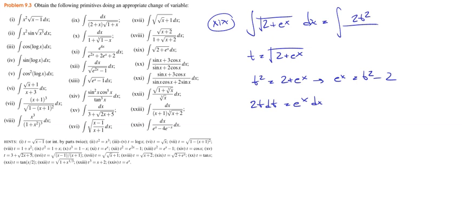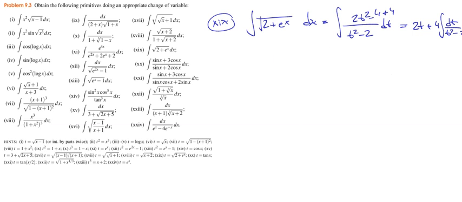So here you get 2t squared divided by t squared minus 2 dt. Right, so we can say this is 2t squared minus 4 plus 4. So you have 2, right, 2t, and then plus 4 times the primitive of dt over t squared minus 2. Right, and is this correct? Yes. So now we have to expand this.